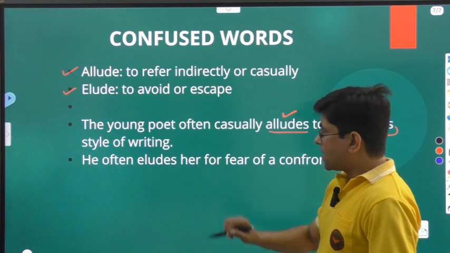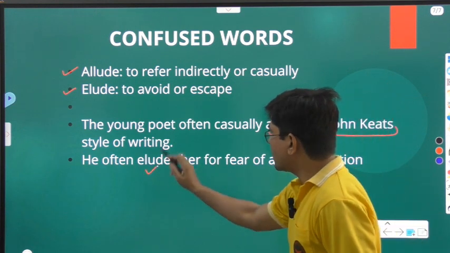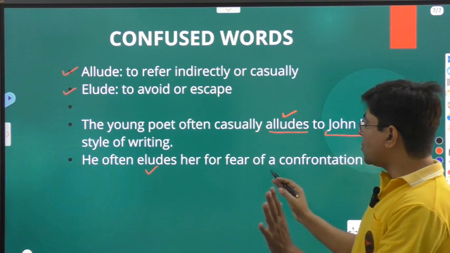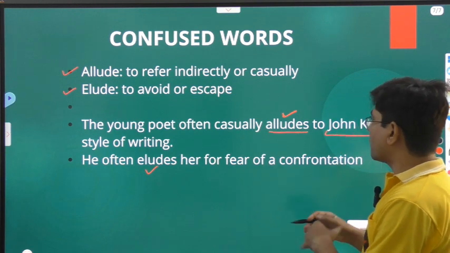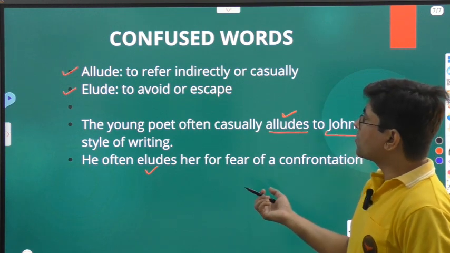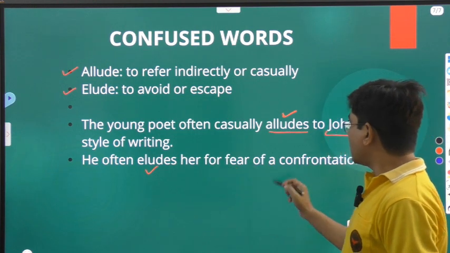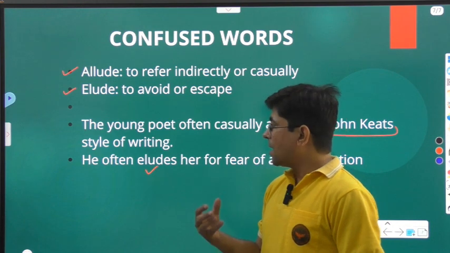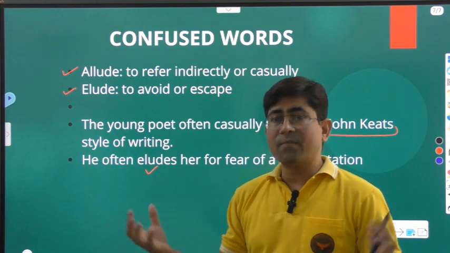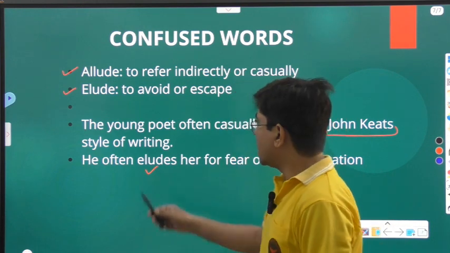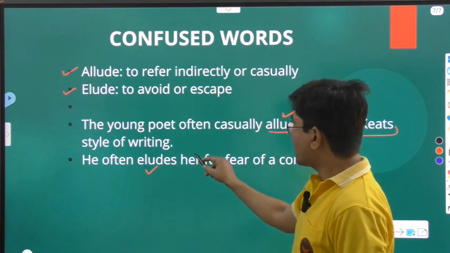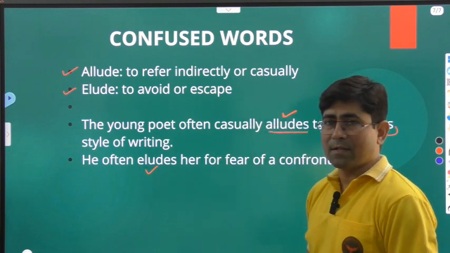But in this sentence, you can see he often eludes her for fear of a confrontation. He often eludes, eludes means to avoid or to escape. So he often eludes her for fear of a confrontation means he fears that some confrontation may happen, so that's why he often eludes her, because of that fear.